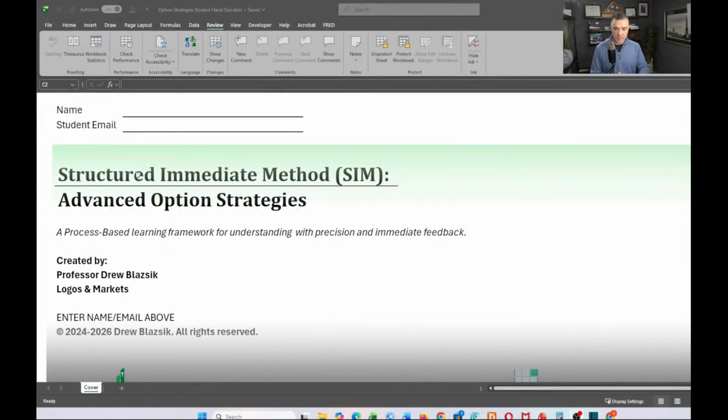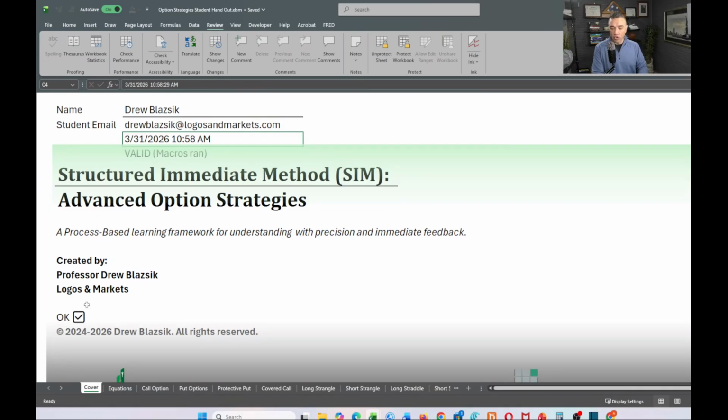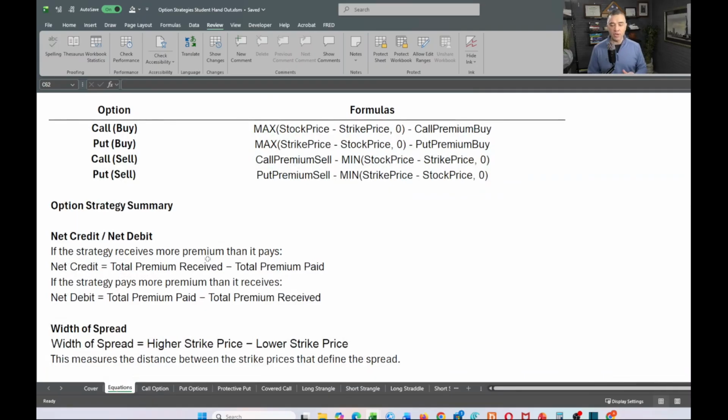So I'm going to pull this up. Just a reminder, make sure you put your name, and then you're going to put your email address. Just kind of split it up. And then once you do that, if it runs perfectly, you must see the OK symbol on the bottom. If you don't see it, it's not going to work. Make sure you do that, or your grade will not show up. And then it'll say valid macros ran, and then the questions will pop up. So here's all the equations here.